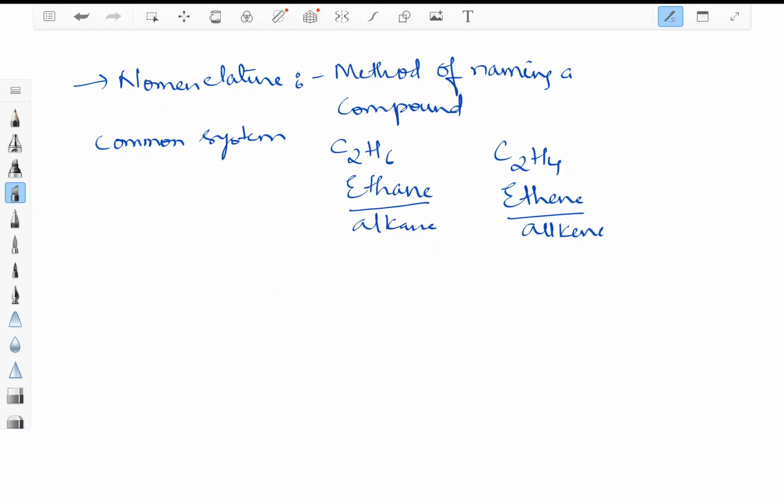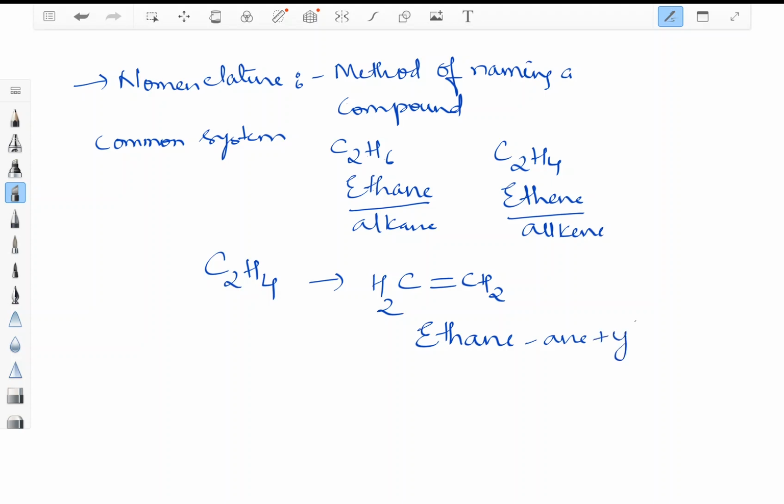In the common system, there is C2H4. We are taking our example first. The structure goes like this. Then I will write here H2, H2. From ethane, which was C2H6, what is removed in this common system? You need to remember this. We are going to remove from ethane the -ane first, and we are going to add here -ylene.